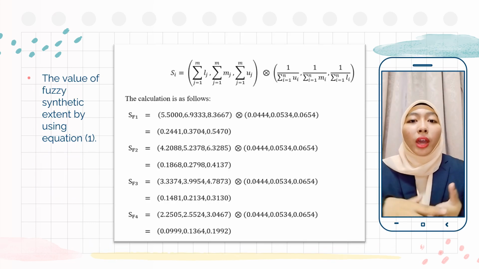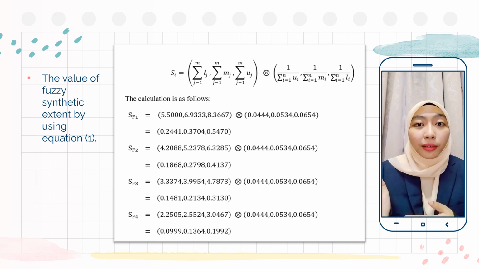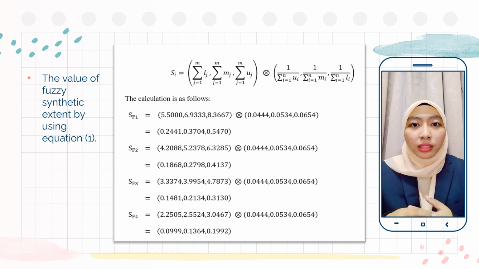Next step, we have to find the value of fuzzy synthetic extent by using equation 1. And equation 1, we can refer to from the diagram on my right. And all the calculation is only shown for the factors.